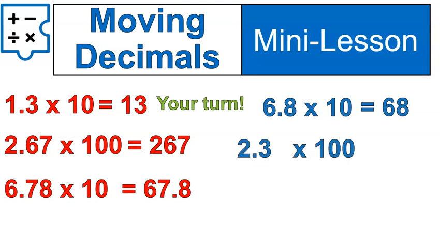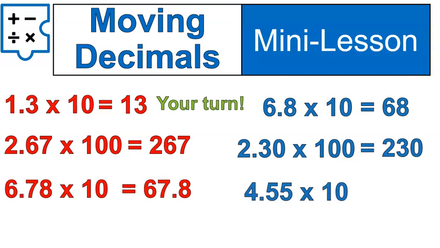So try this one out. 2.3 times 100. That one's a little bit tougher, so I'm going to add in a little bit of a helper here. I'll fill in an extra 0. That might help. Try it out, see what you get. 2.30 times 100 gives me 230. Notice the decimal is shifting over 2 places.